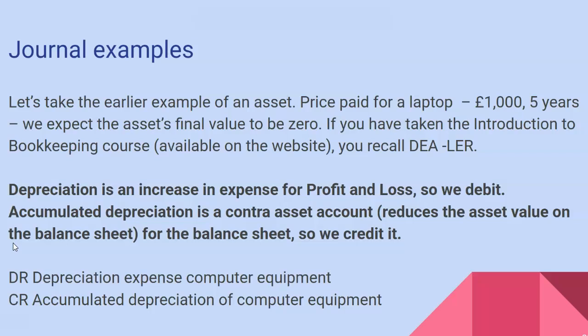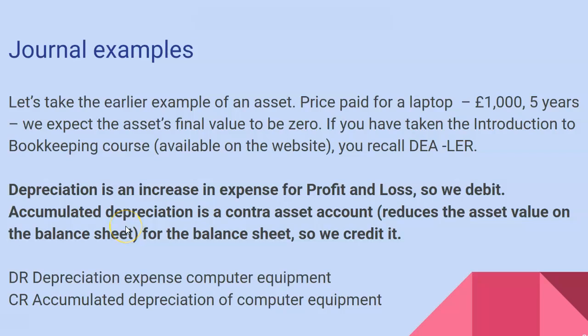If you have taken the course Introduction to Bookkeeping, you may remember an acronym called DEALER. It's very useful to remember if you are thinking where to put debit or credit. So depreciation is an increase in expense for profit and loss, so we debit. E stands for expense. It increases, we debit. That's debit, that's credit side.